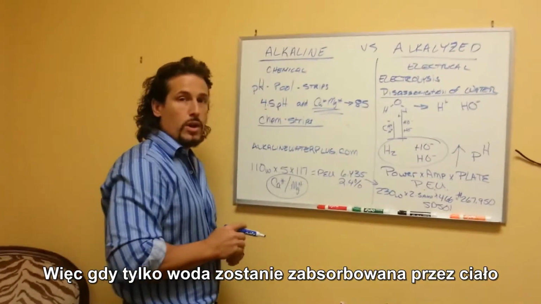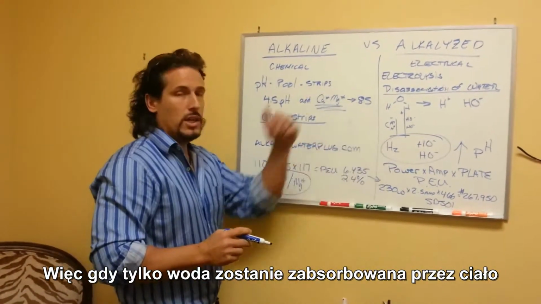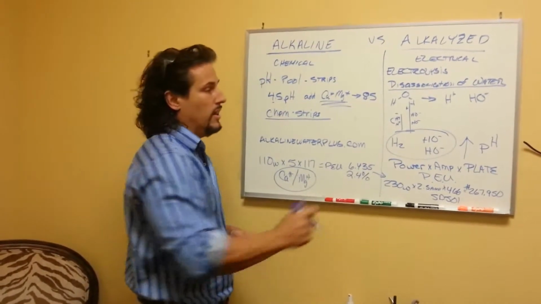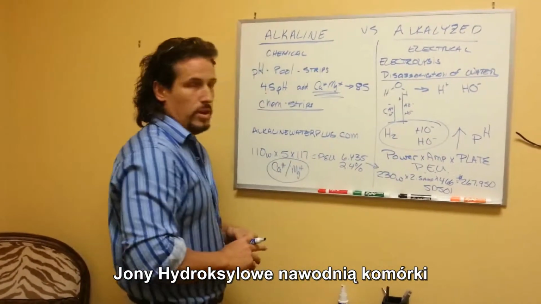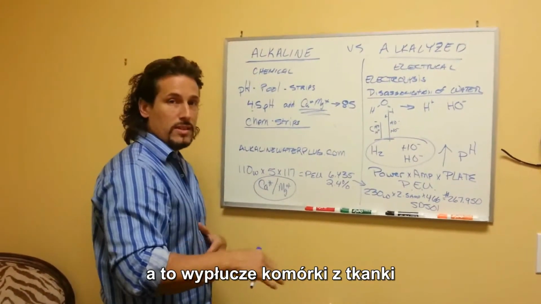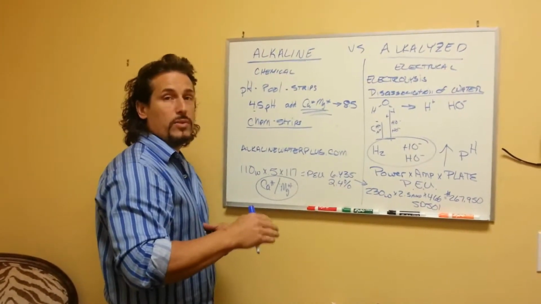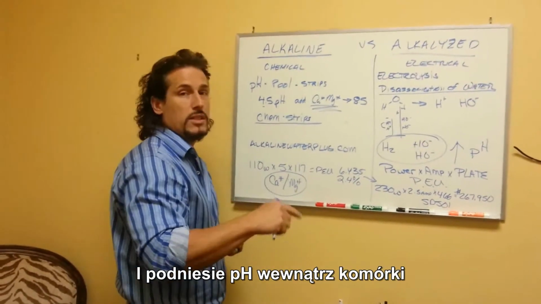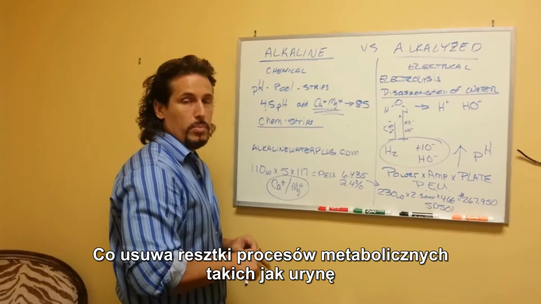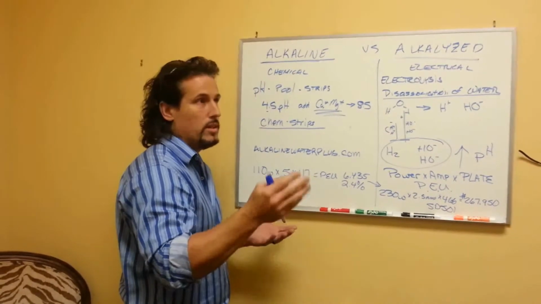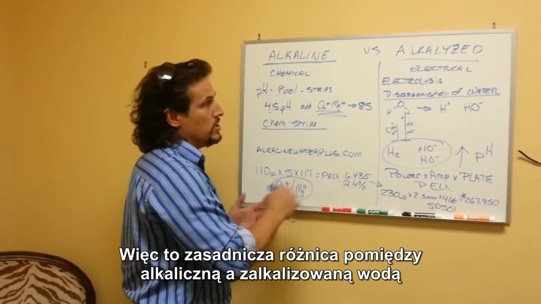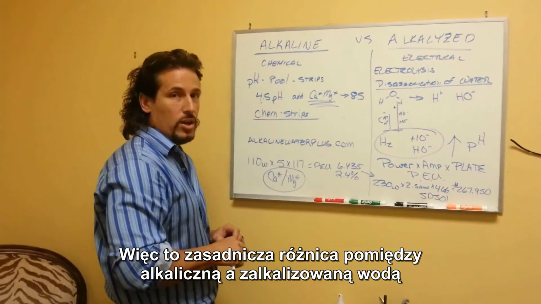So as soon as this water is absorbed into the body, the charge is absorbed, your pH becomes essentially neutral. The hydroxyl ions will continue to go through the aquaporin, and that will flush out the toxins within the cell, so you'll get an alteration of the intracellular pH, which is removing cellular metabolic byproducts such as urea, ammonia, CO2, things like that. So that's the essential difference between alkaline and alkalized water.